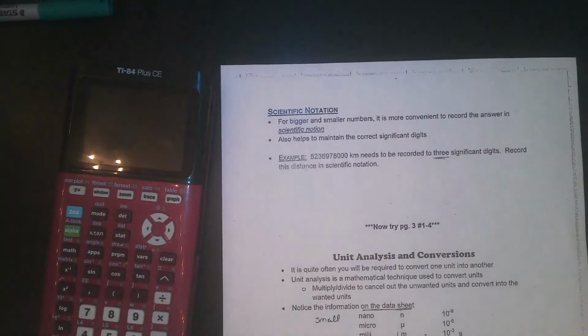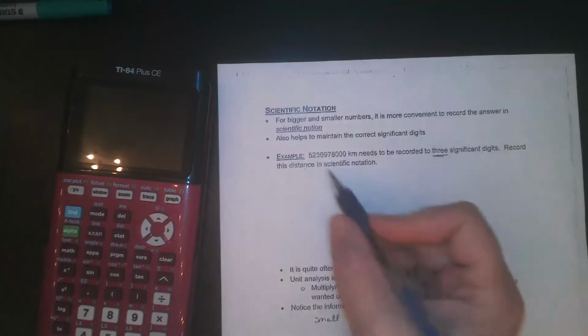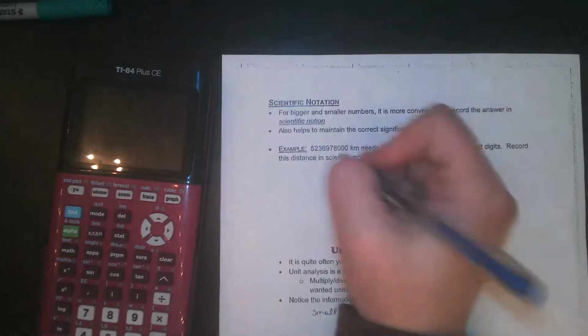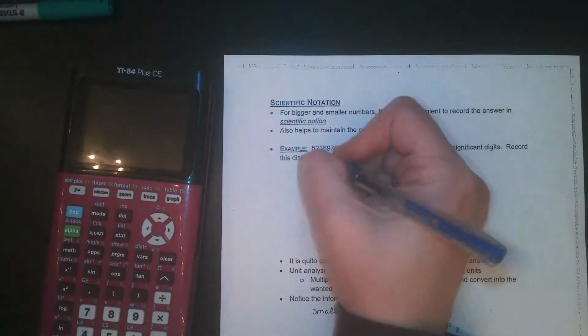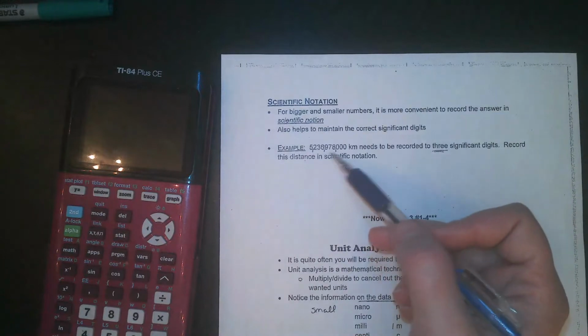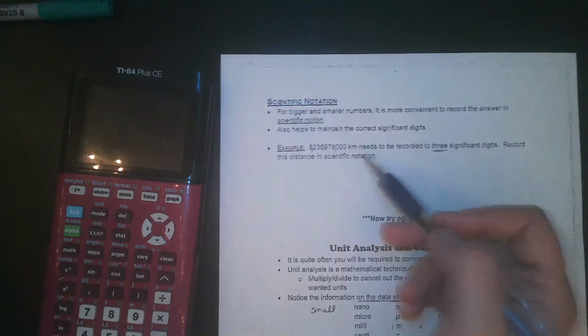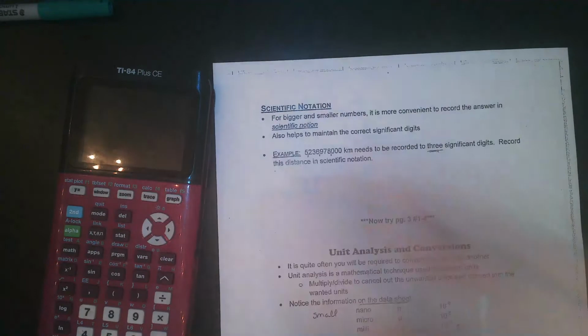All right, scientific notation. This is where we live, okay? And so we need to get very, very comfortable with seeing it on the paper, putting our answers on the paper, and seeing it on our calculator. So if I was looking at this value here, I can't even begin to guess. This is 1,000. This is 1,000,000. This is 1,000,000,000. So 5,236,978,000 kilometers needs to be recorded to 3 significant digits.